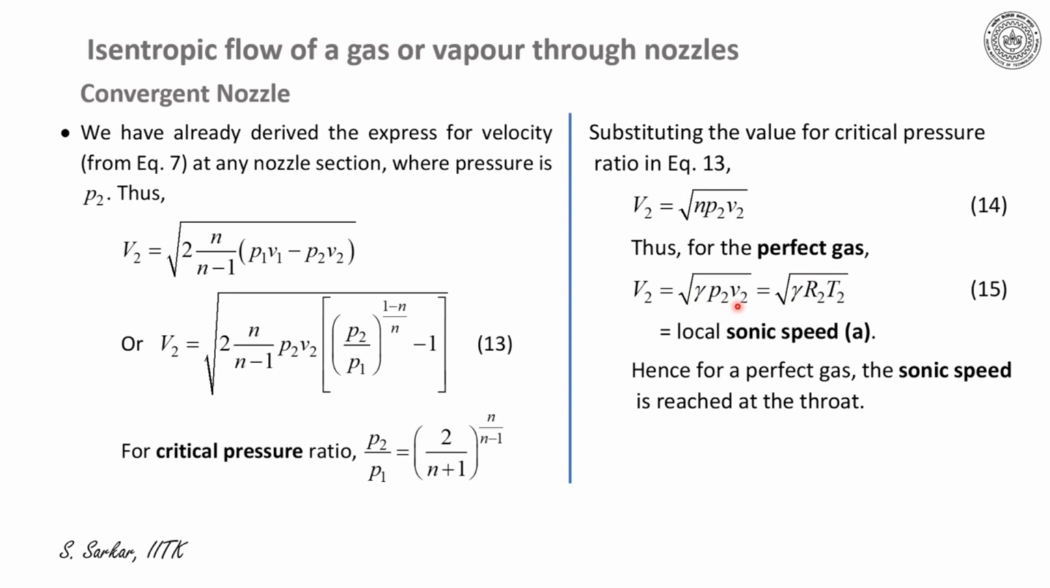thus V2 would be equal to root over gamma P2 v2. Now P2 v2 can be replaced by R T2, thus V2 would be equal to root over gamma R T2, which is the local sonic speed at any section of the nozzle, or at section 2 in the nozzle, which might be considered as the throat. Hence, for a perfect gas, the sonic speed is reached at the throat.